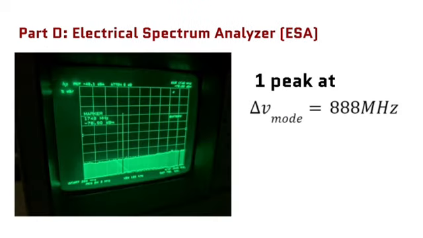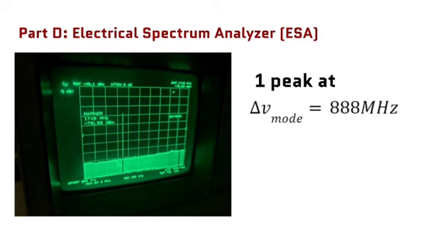In Part D, we used an electrical spectrum analyzer to measure the difference of the mode frequencies. We directed the beam of the helium neon laser onto the fast photodiode, which was connected directly to the ESA. We were unable to observe any peak using the first ESA, so we switched to the other one in the lab and were able to measure a primary peak of 888 MHz. We were unable to produce a secondary peak.